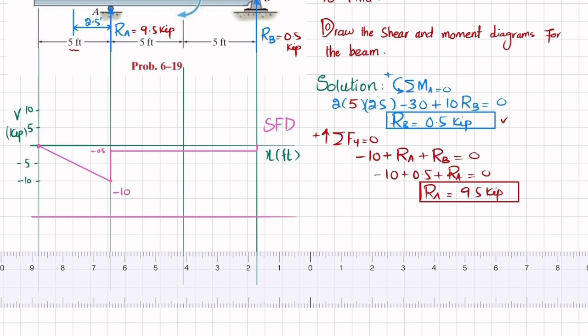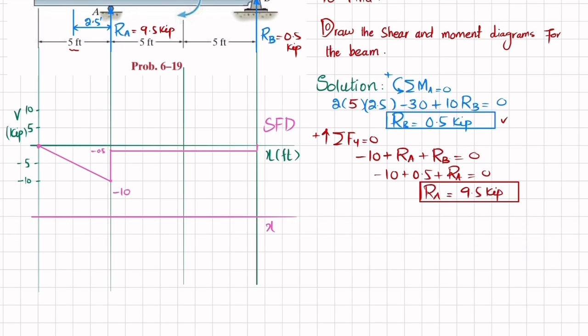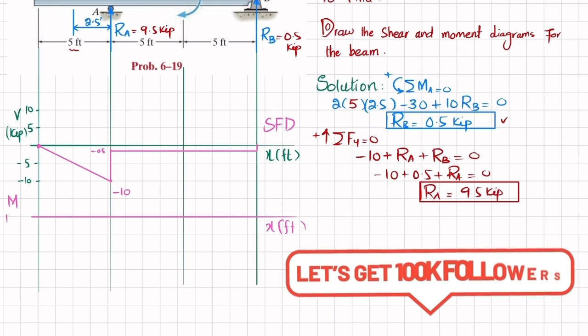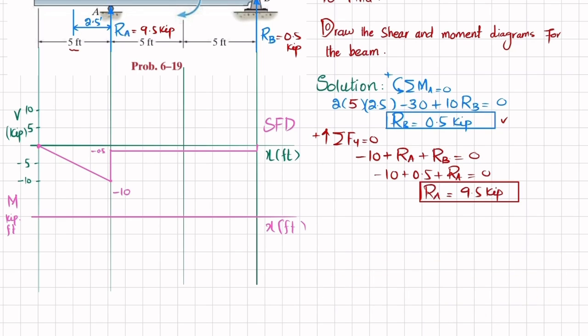Clear? And here x will be in feet, and on the y-axis we have moment, which will be in kips-feet. Okay, so let's take one division as 5. Clear? So this is plus 5, this is minus 5, minus 10, minus 15, minus 20, and minus 25. So the area under the shear force diagram will give you the bending moment.